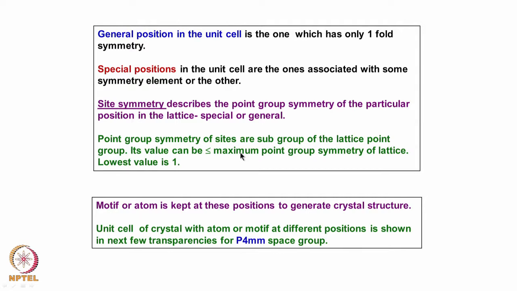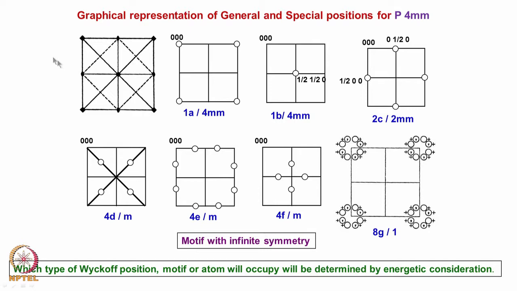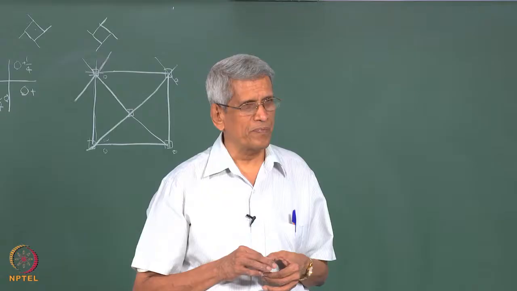So these are all the things which I have repeatedly told. That is general position, some special positions are there. Then site symmetry is associated with each of the positions, and the site symmetry decides what will be the multiplicity of the positions in the unit cell, correct? So this is the same one I had just tried to form, that is we put an atom at this position. This also, if you look at it, has the symmetry 4 mm, right?